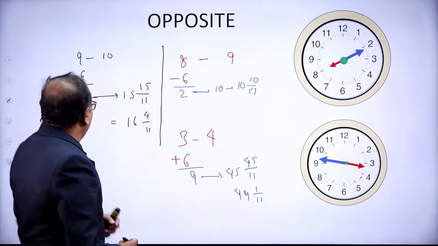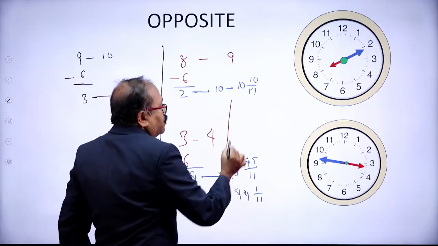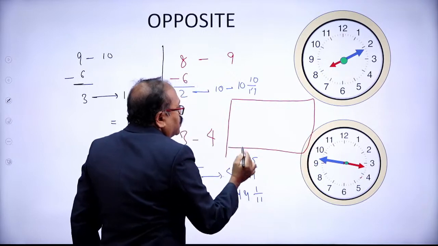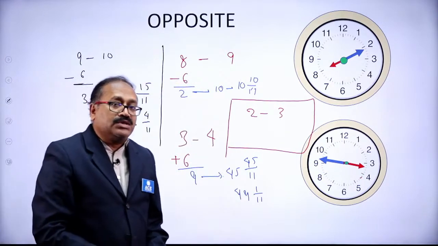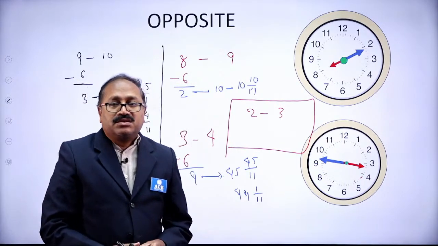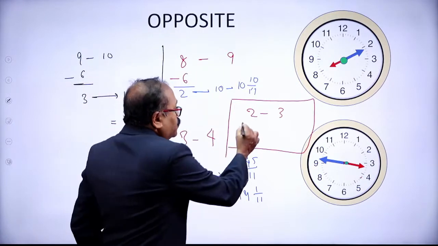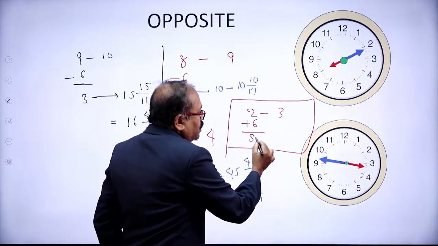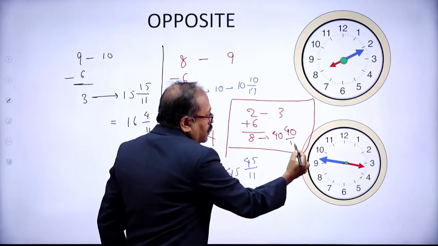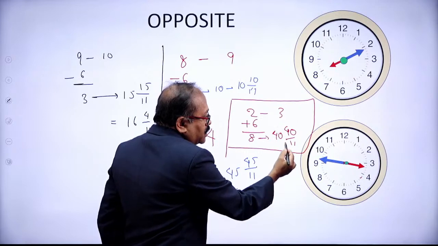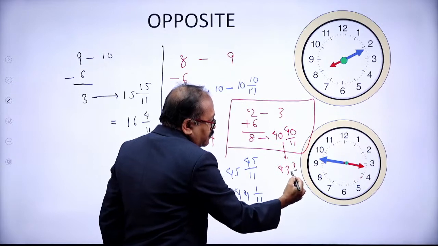Now I will take one example and ask you whether it is to be added or subtracted. I am taking one more example: if I have to find out in between 2 to 3 o'clock, at what time the hands will be opposite to each other. Will you subtract 6 or add 6? As I notice that this is less than 6, therefore you will add 6 and then comes 8, and the 8 minute value is 40. Your answer should be 40 by 11. In this 40 we have 3 11s, so it will be 33, and you take the 7 here, 7 by 11.